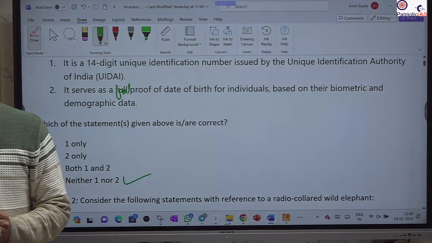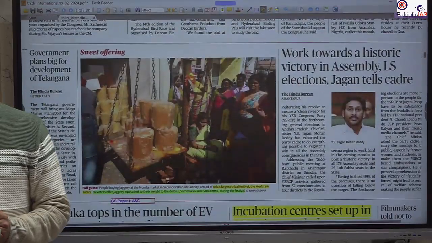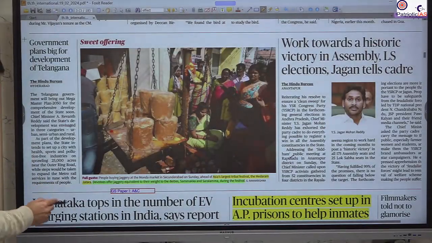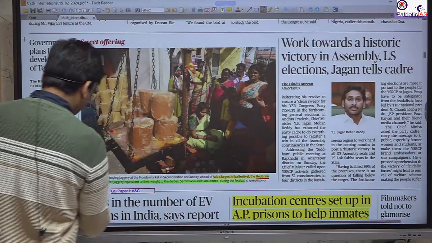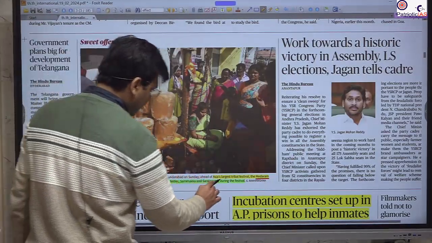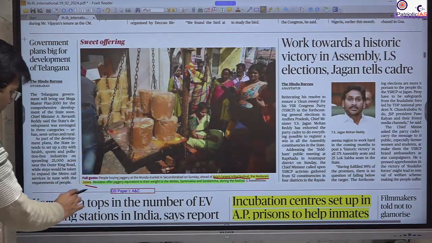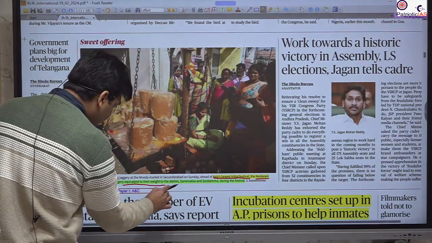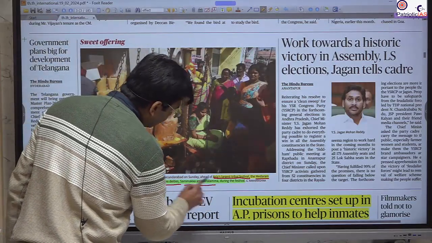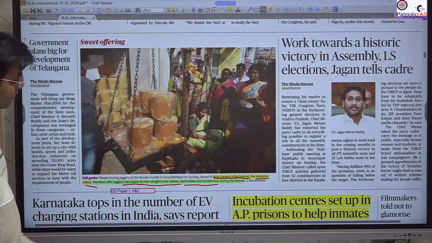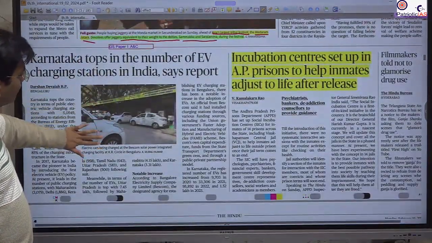Next important news that we will take is, let's see, relevant news. This is very relevant because this is talking about the Medaram Jatara. This is a tribal festival and now it is considered as Asia's largest tribal festival. So please remember, under that these devotees offer jaggery equivalent to their weight to the deities, and Sammakka and Saralamma are the deities. So please remember the region: Andhra Pradesh, Telangana.